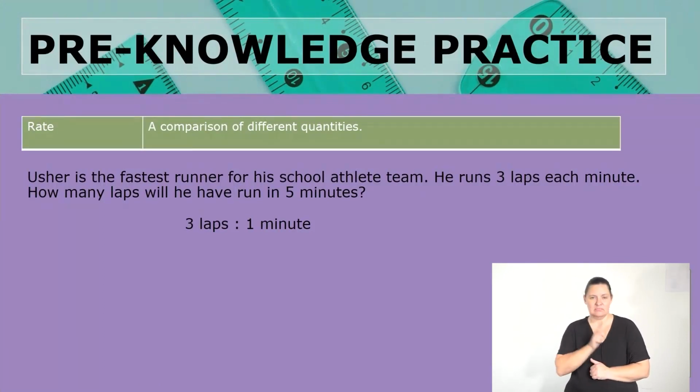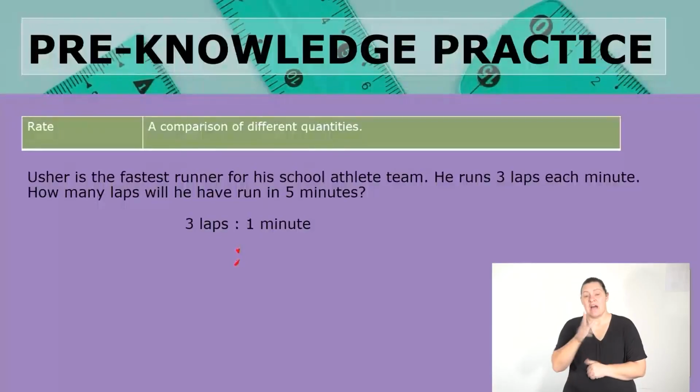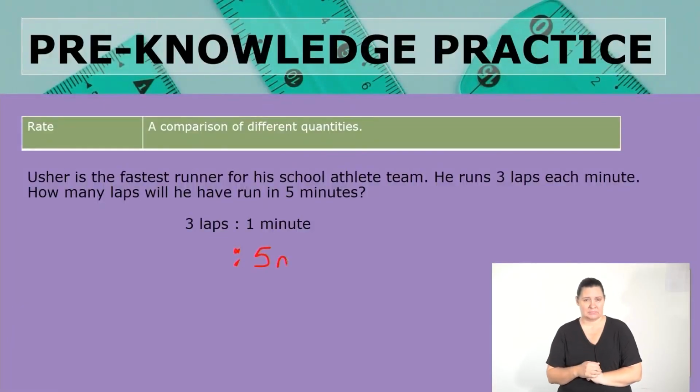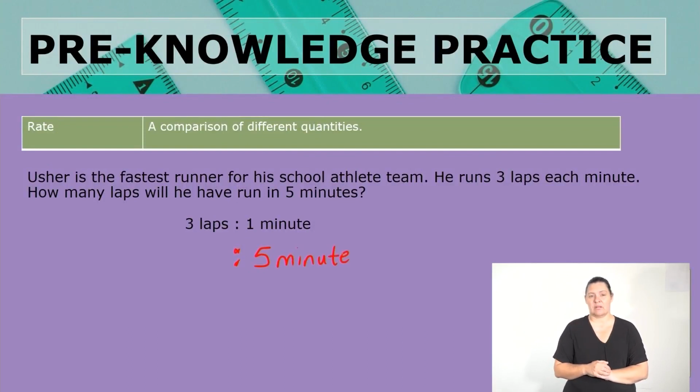So we've been told here that Asha runs 3 laps in 1 minute. That means 3 laps takes 1 minute. That is his rate. His rate is 3 laps per minute. But how are we going to get to 5 minutes? Do you know? Yes. If you said we are going to multiply by 5, you are correct.